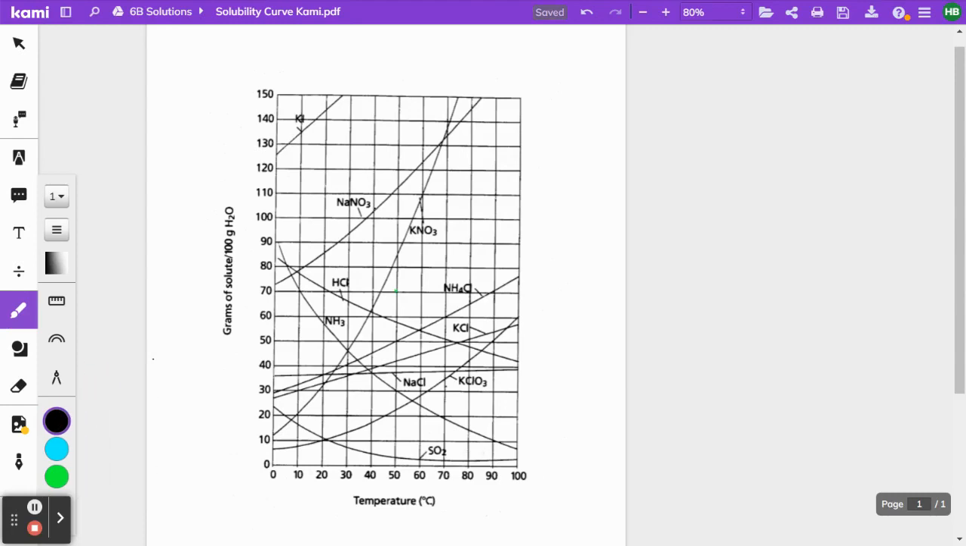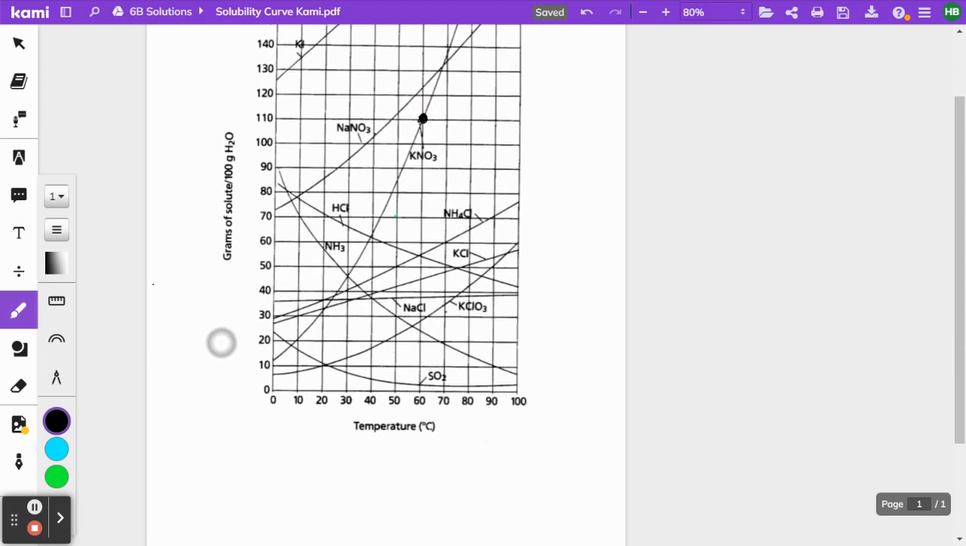So let's go back to our KNO3. The solubility of KNO3 at 60 degrees Celsius is 110 grams of KNO3 dissolves in 100 grams of water. This is how we write our ratio. They might ask you, even though it's not written on this graph, how much KNO3 would dissolve in 50 grams of water?